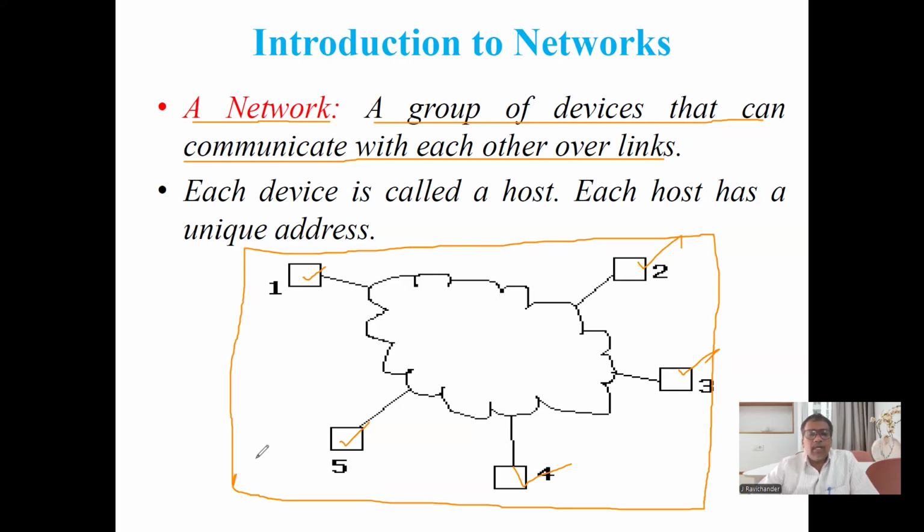So when we are defining a network, it is a group of devices or nodes that can communicate with each other over links. Each device is called a host. Each device is called what? Host. Each host has a unique address.